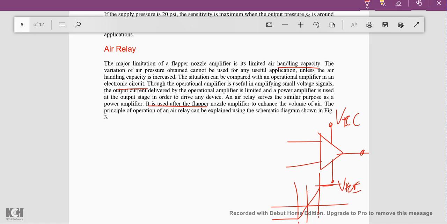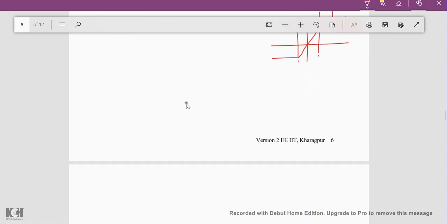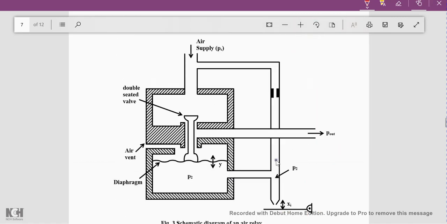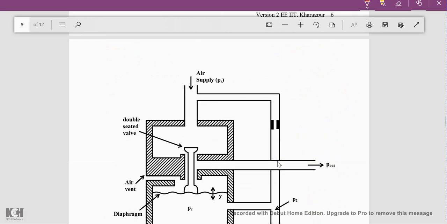The principle of operation of the air relay can be explained with the help of this diagram over here. Now here what you need to see is that there is an air supply. That air supply will be going through another restrictor valve, because sometimes the pressure available will be too large a value. Sometimes we do not want the entire air pressure available, we want only some part of that. So again there is a restrictor valve used to control that air pressure in the beginning.